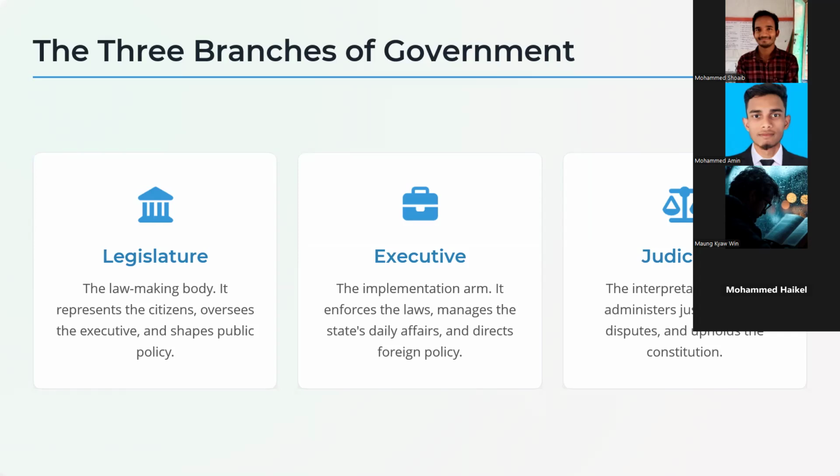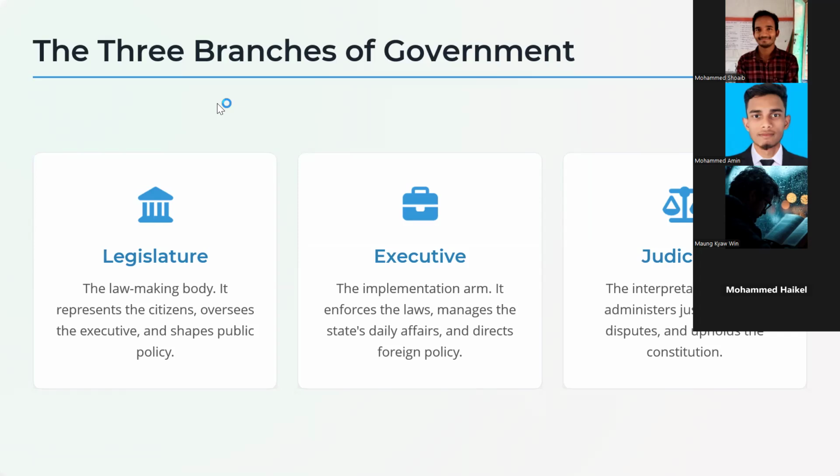So that is what I can tell you about the legislature, because the people you choose to represent you make the laws. So they make sure that citizens are made to obey the laws. Now, the next one is the executive. The executive is the one that implements what the legislature does. So the executive are the people who enforce the law.